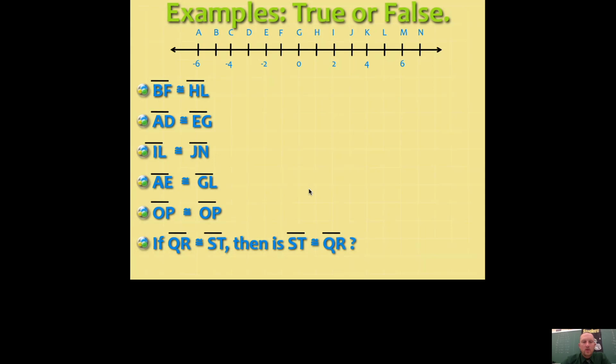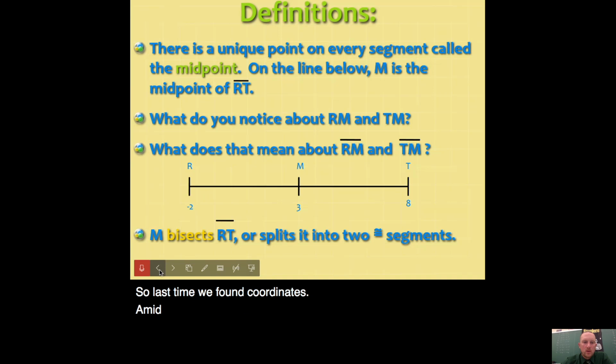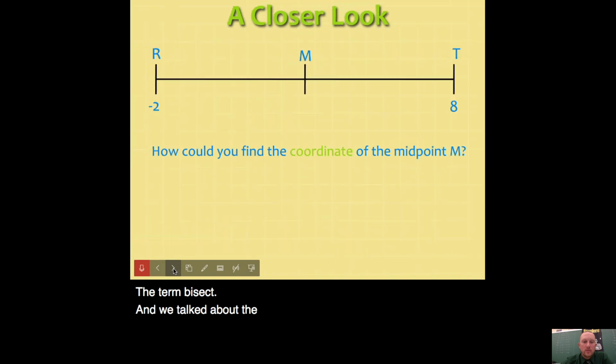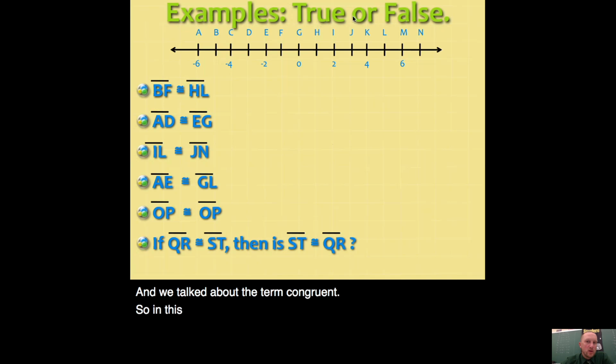This is the second part of lesson 2.3. So last time we found coordinates of midpoints. We talked about the term bisect, and we talked about the term congruent. So in this video, we're going to look at these examples.